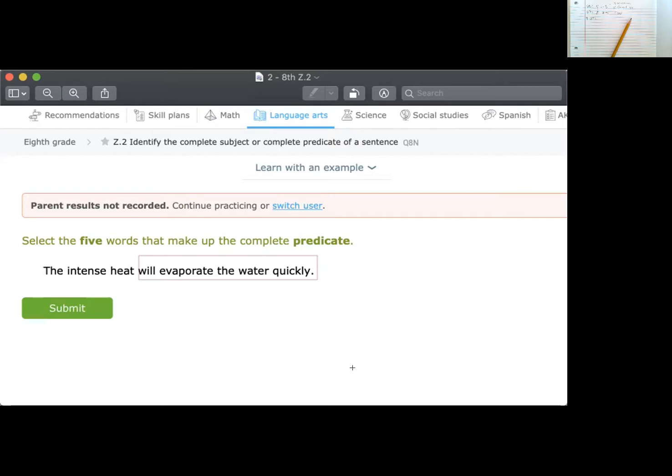So this one is saying identify or select the 5 words that make up the complete predicate. So read the directions. The directions tell you exactly how many you need to select. So we would read, the intense heat will evaporate the water quickly. Okay, so first, when we're trying to figure out what the complete predicate is, we need to figure out what is our action in our sentence. So we look for our verb. Okay, well, will evaporate. Okay, so that is our action here. So then the complete predicate is everything around it. Will evaporate the water quickly. So that's how we know that that is a complete predicate. It also gives us a clue when it says the 5 words.